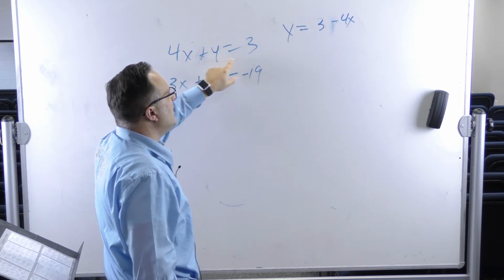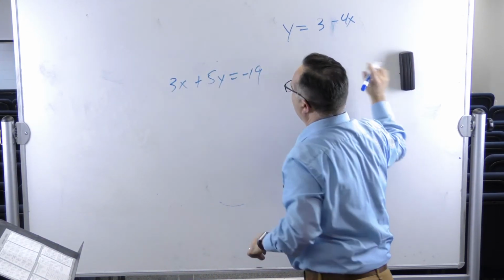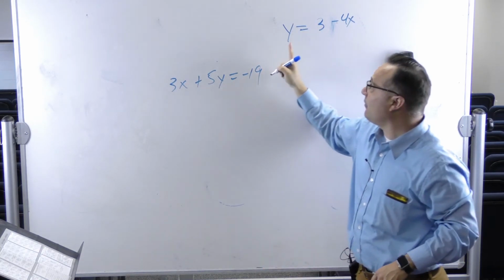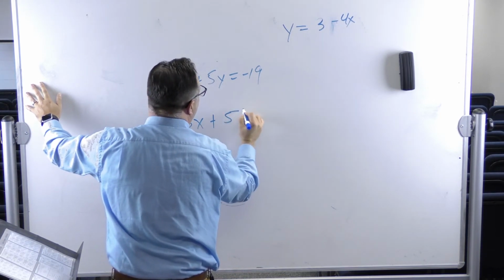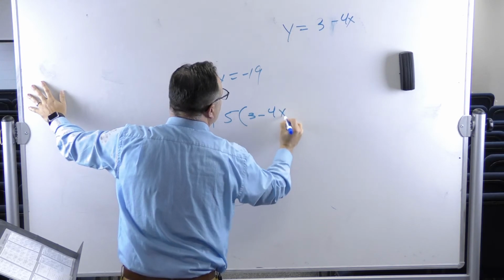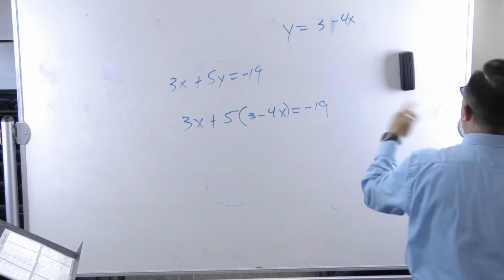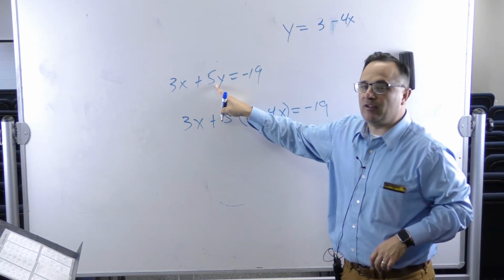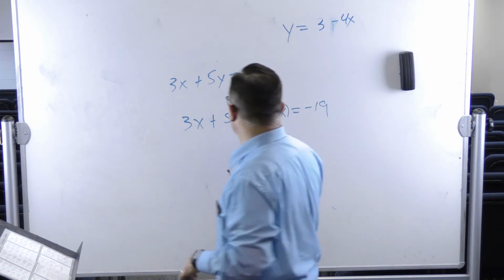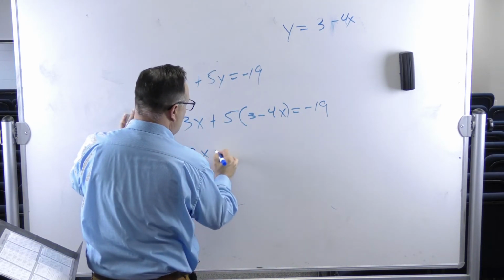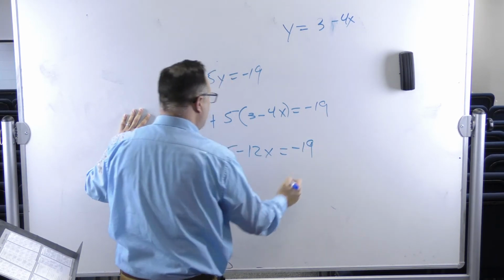So I've converted this problem into this problem. Why did I do that? Now I have y all by itself, and I can substitute this for that, because they mean the same, right? They're equal to each other. 3x plus 5 times 3 minus 4x equals negative 19. Once I got y by itself, I substituted it in here. I need to multiply the 5 by both this and by that, because that's the distributive property. And so let me now solve for that. So I have 3x plus 15 minus 12x equals negative 19.